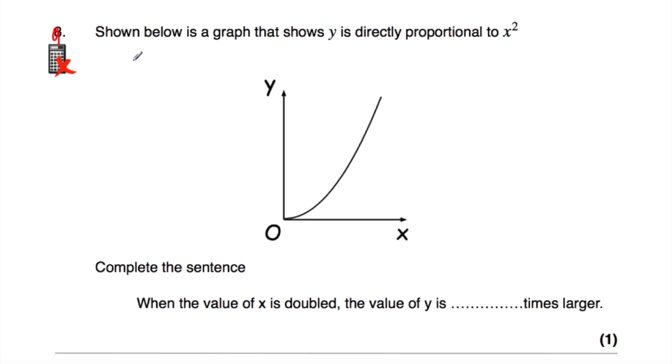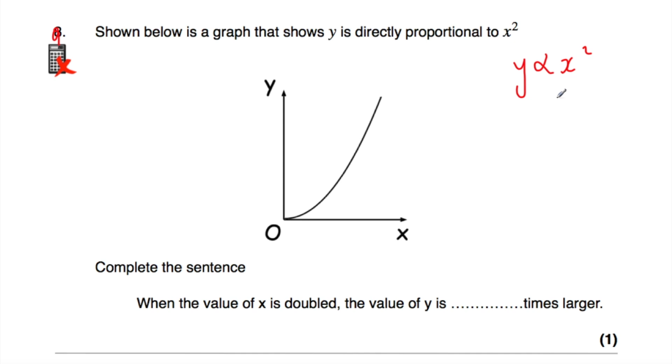Okay, question number 9. Question number 9 says, shown below is the graph that shows y is directly proportional to x squared. And the question says, complete the sentence. As the value of x is doubled, the value of y is so many times larger. Okay, and we need to figure out how many times larger it is. So let's have a look at this relationship. We've got y is directly proportional to x squared.